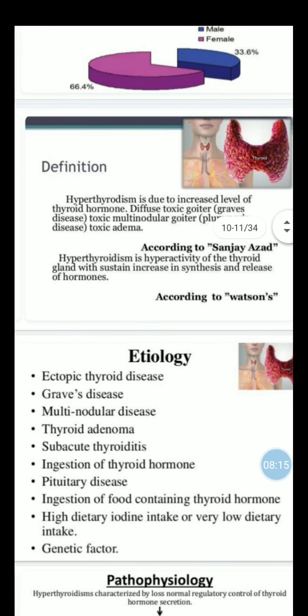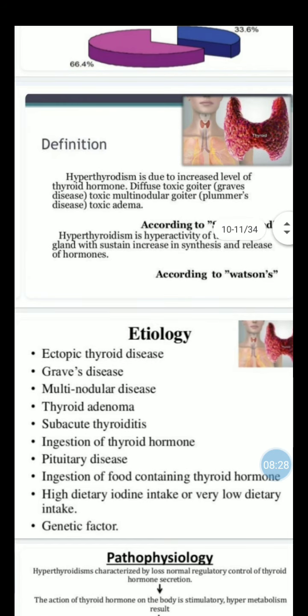First, ectopic thyroid disease. Second, Graves' disease. Then thyroid adenoma. Then multinodular disease. Then subacute thyroiditis.